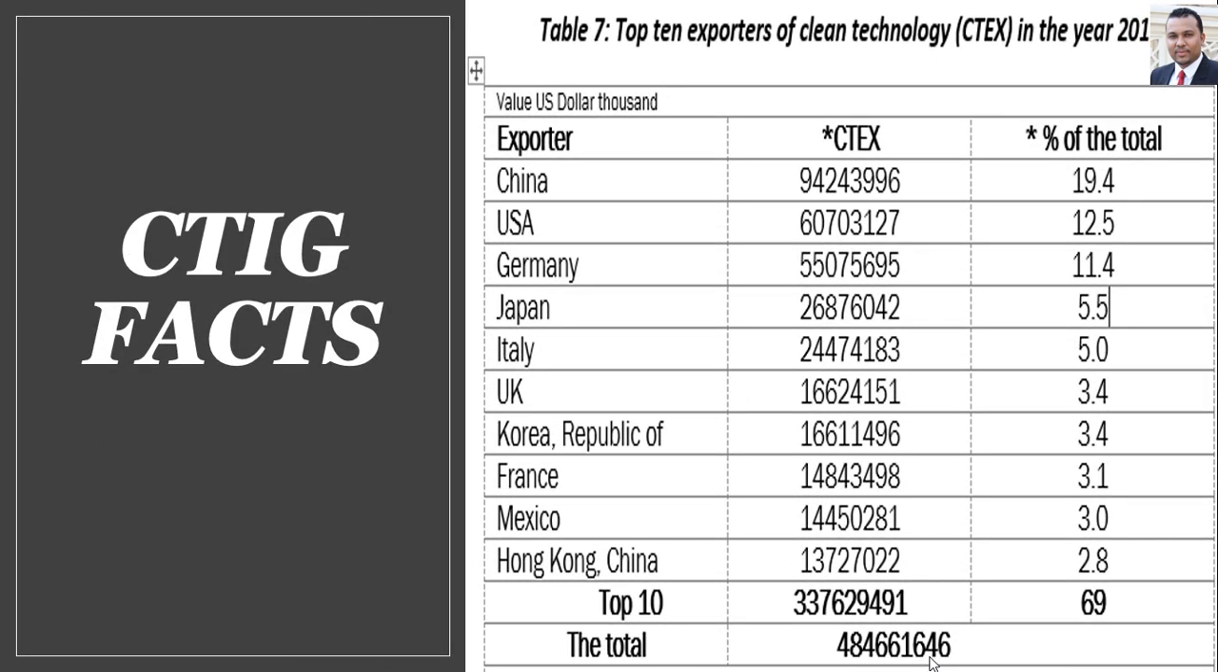The same facts. Top 10 exporters of clean technology. For example, for the year 2015, China 19%, and USA, Germany, Japan, Italy, UK, Korea, France, Mexico, and Hong Kong. Top 10 countries share 69% of the world total exports of clean technology. This is a puzzle because China and USA, leading in exports of clean technology, are at the same time leading in the pollution level globally.